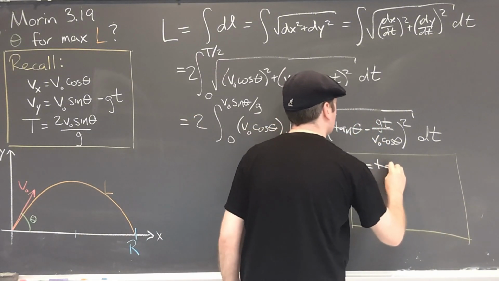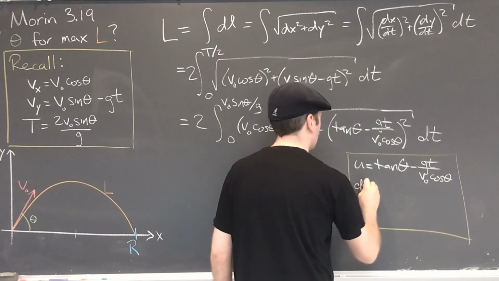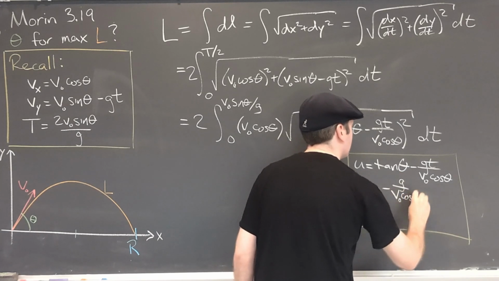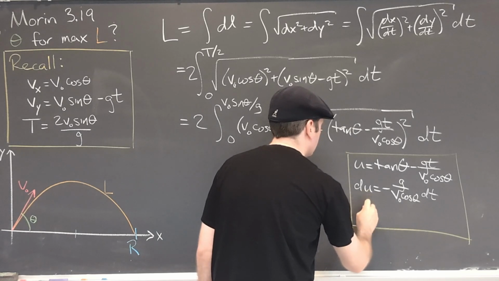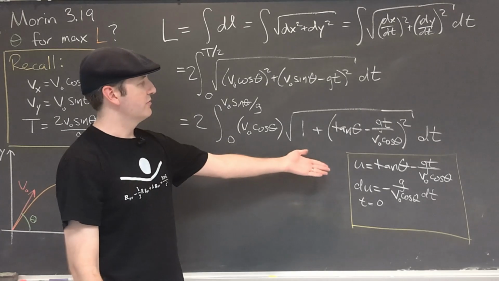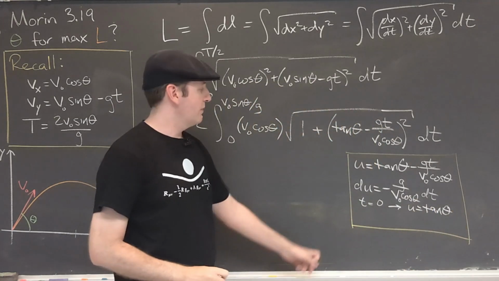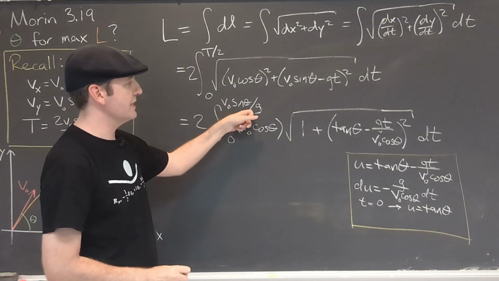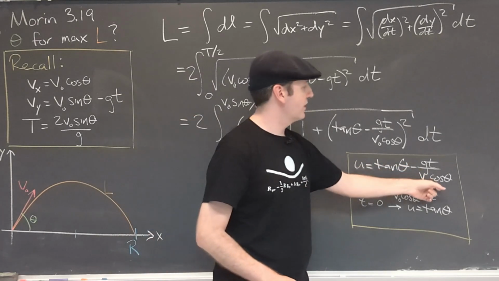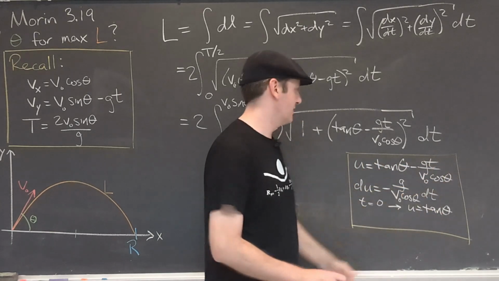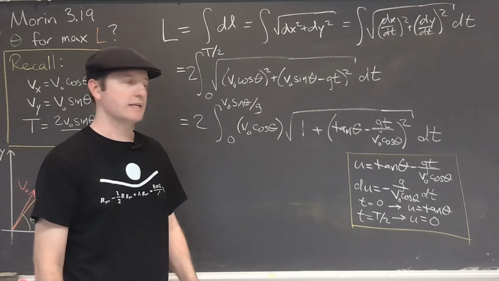Let's set u equal to tan theta minus gt over v naught cosine theta. That means that du will be negative g over v naught cosine theta dt. We can also see that when t is 0, we have u is simply tan theta. And we can also see that when t is equal to v naught sine theta over g, plugging that in for our t right here, the v naught and the g will cancel out. I'll end up with sine theta over cosine theta, which is tan theta, but I'll have tan theta minus tan theta, which means u is equal to 0 at that point. Another reason why it's kind of convenient to make this substitution.